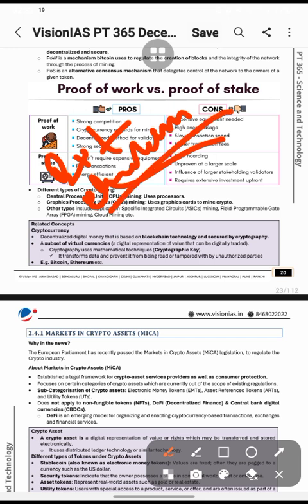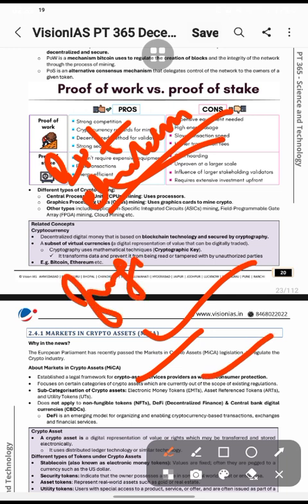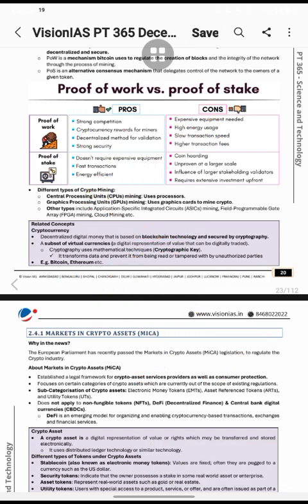Now, markets in crypto assets. The European Parliament established a legal framework for crypto assets, with subcategorization into electronic money tokens and asset-referenced tokens. There are also non-fungible tokens, that is, not fungible tokens, and decentralized central bank digital currency. Now there was a crypto.